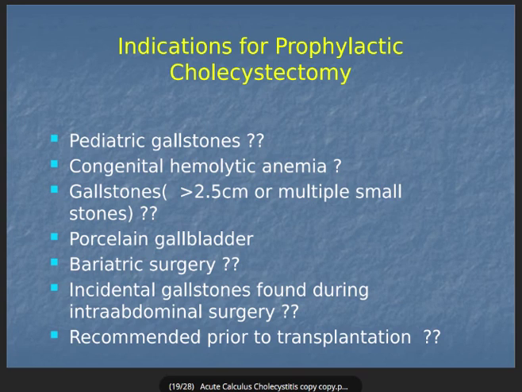Patients always die from it. You cannot treat it. It is a nightmare. So this is why porcelain gallbladder is the only indication for prophylactic cholecystectomy.